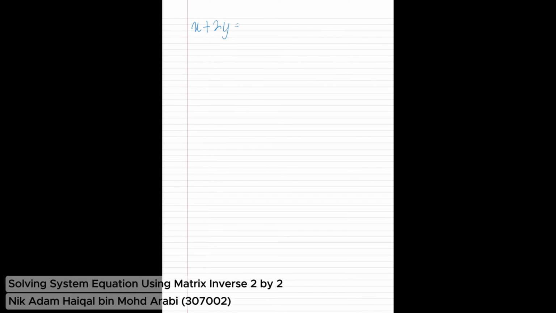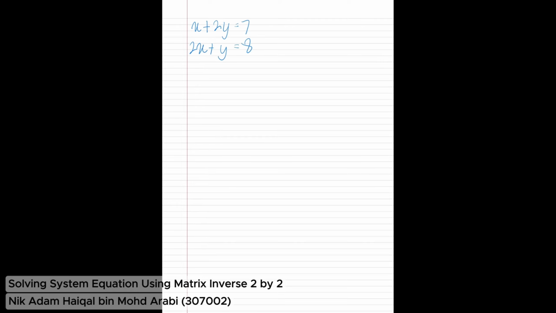Today we are going to talk about the way of solving a system of equations using the inverse, with 2 by 2 first. So we go to the first question. The first question is x plus 2y equals 7 and 2x plus y equals 8.